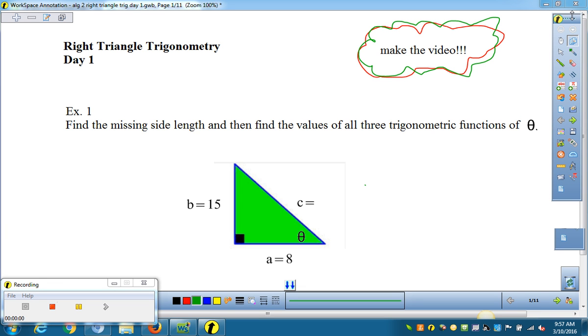All right, so we're going to call this right triangle proof day 1. It's actually from chapter 14, but we're not going to apply it to each of the sections yet. Okay, so just call this right triangle proof day 1.